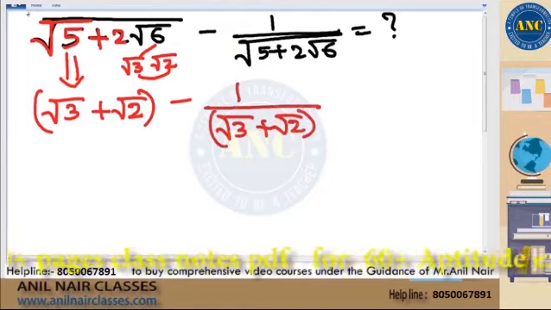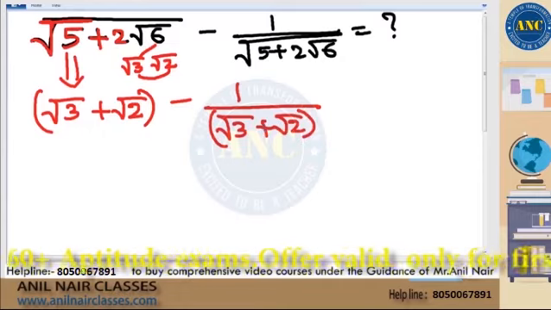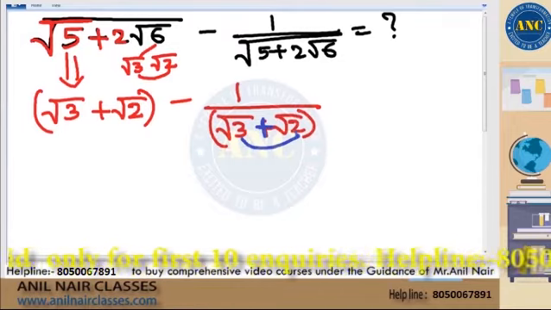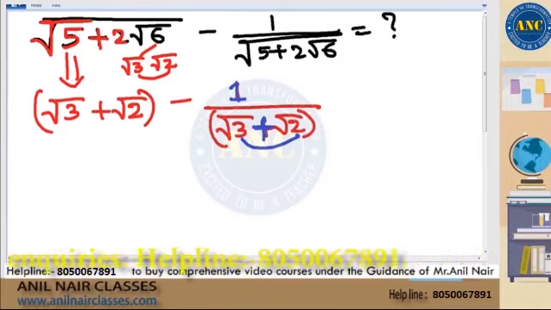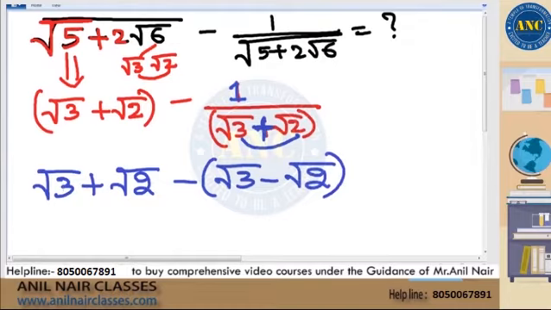But this 1 by something is nothing but rationalizing terms, which we already discussed before solving these varieties of questions. So rationalize, multiply and divide by the rationalizing term. 3 minus 2 is 1. Directly the denominator is 1. Whatever is there in the numerator, multiply by the reverse sign. That means your final answer is root 3 plus root 2 minus of root 3 minus root 2, by 1. So root 3 minus root 3 will cancel. Minus of minus will become plus. 2 root 2 should be the final answer.